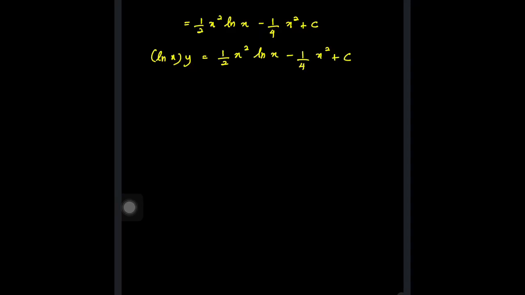So just simplify here. We have a fraction here, 1 over 2, and this one is 1 over 4. So we can find the common denominator, which is 4. Then 4 you can move to the other side. So 4y ln x is equivalent to 2x squared ln x minus x squared plus c. So this is your final answer.